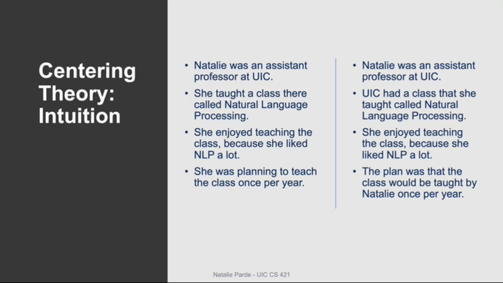The second text passage instead says, Natalie was an assistant professor at UIC. UIC had a class that she taught called Natural Language Processing. She enjoyed teaching the class because she liked NLP a lot. The plan was that the class would be taught by Natalie once per year.